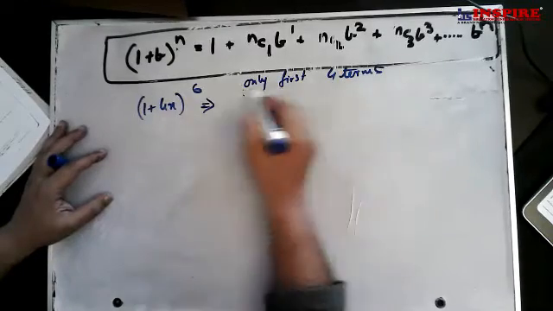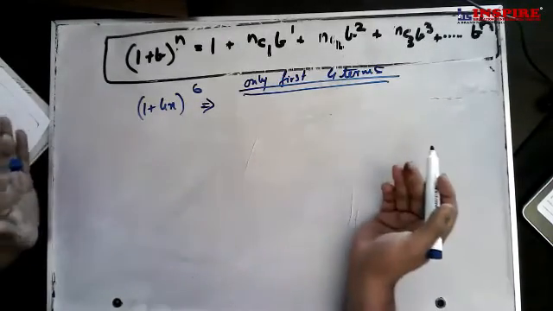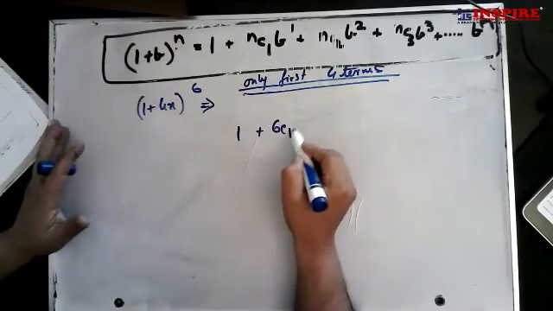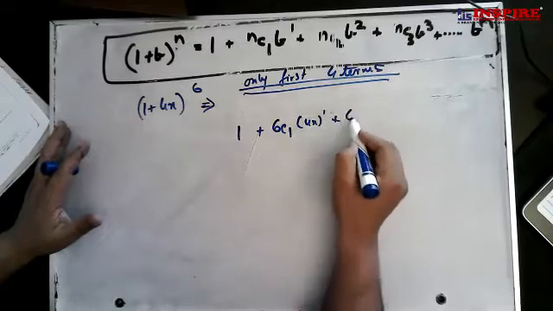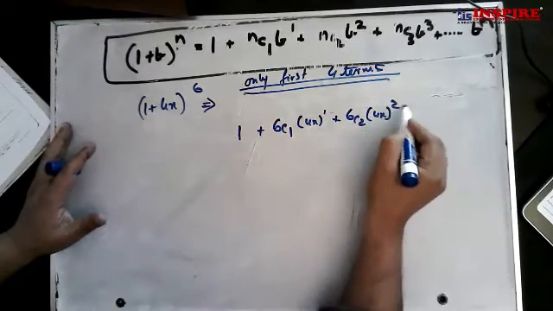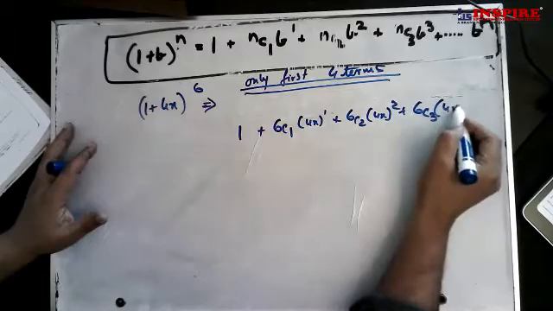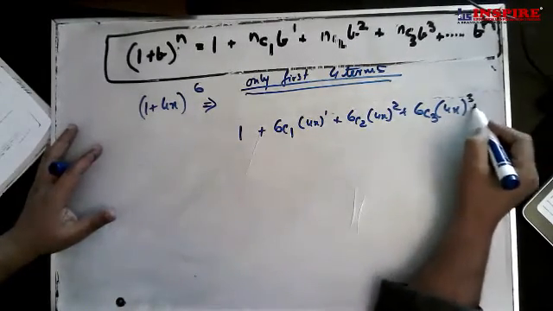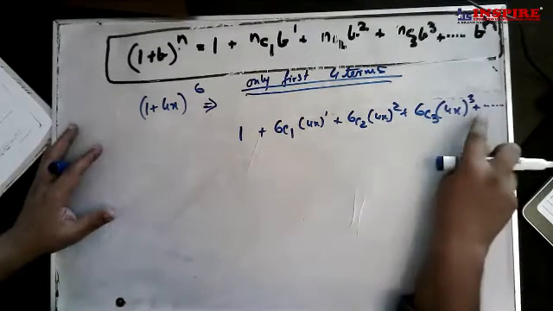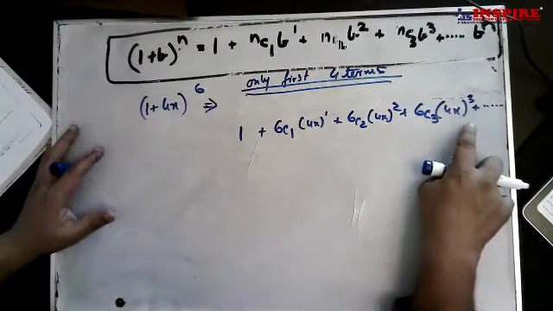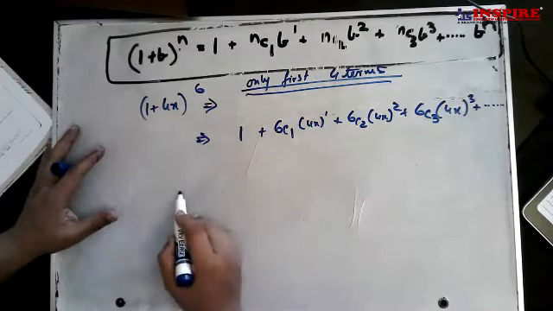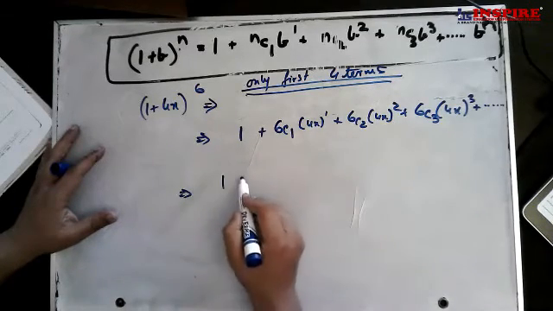Now, all of you have to go along with me. The first 4 terms: the first term will be 1. Second term will be 6C1, 4x to the power of 1, plus 6C2, 4x to the power of 2, plus 6C3, 4x to the power of 3, plus dot dot dot. This dot dot is as important as any of them because it shows that the expansion is not complete. So we're going to leave the dots there.